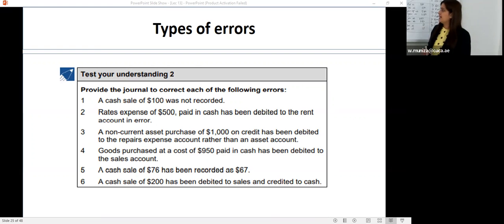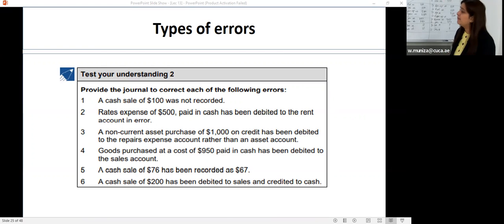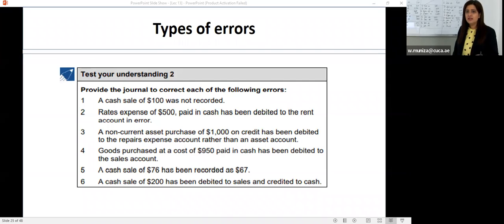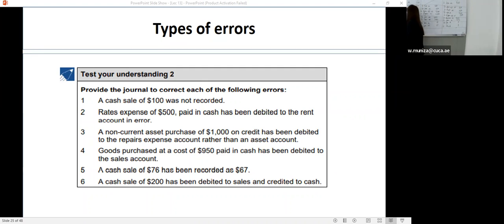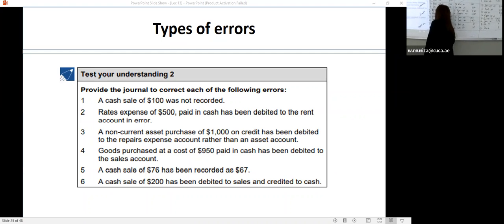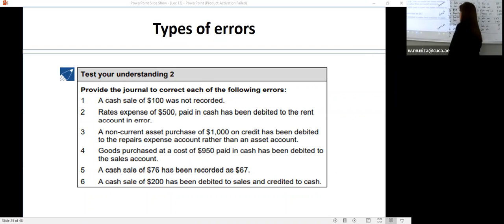The last is cash sale of 200 has been debited to sales and credited to cash. Now what is happening over here? Reversal of entries. A cash sale of 200 means that the correct accounting entry would have been debit cash and credit sales with an amount of $200. Instead, we have debited sales with an amount of 200 and credited cash with an amount of 200.